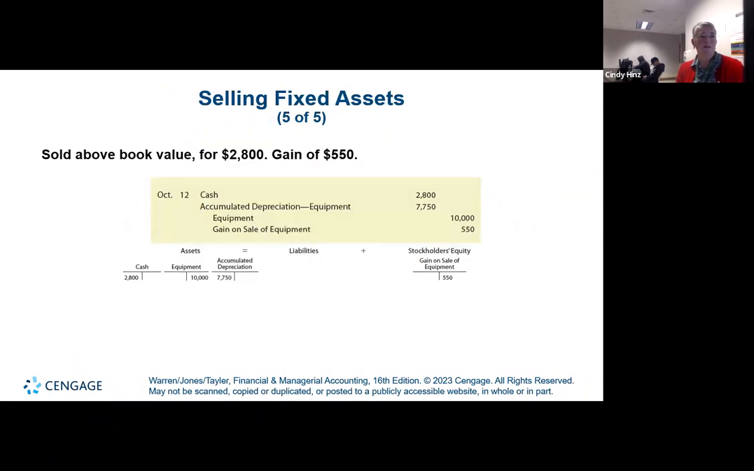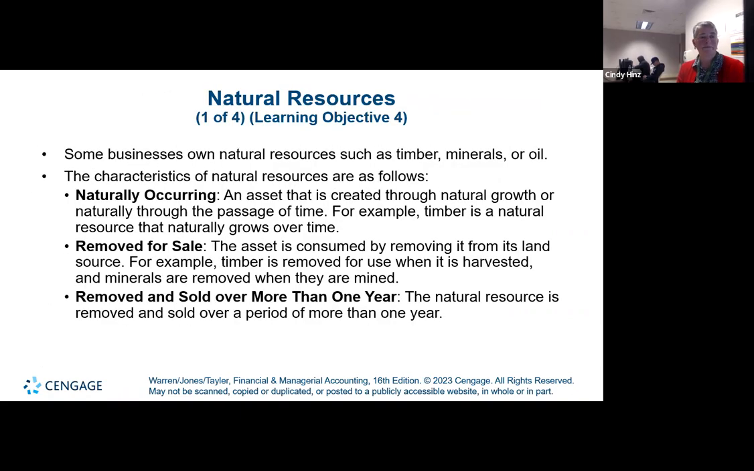Skip through this. Okay. So I told you on Tuesday that the majority of the chapter, so everything we've done up to this point, was about what we call plant assets, property, plant, and equipment. But we have two more categories of long-term assets to talk about. And the next one and our next exercise relate to natural resources.